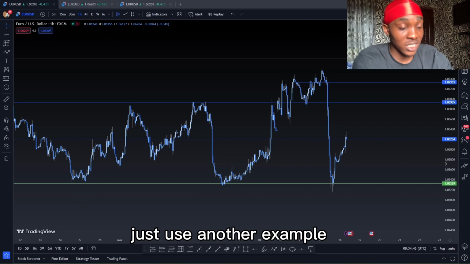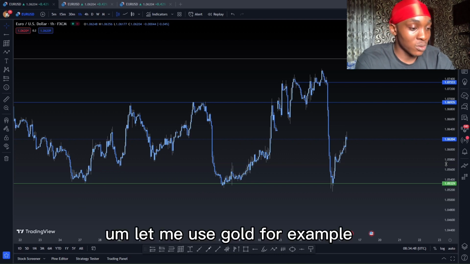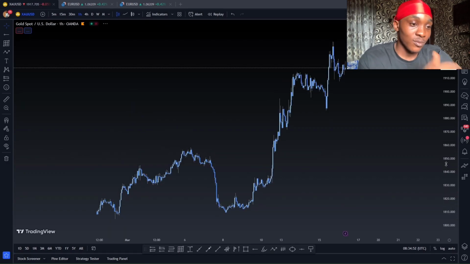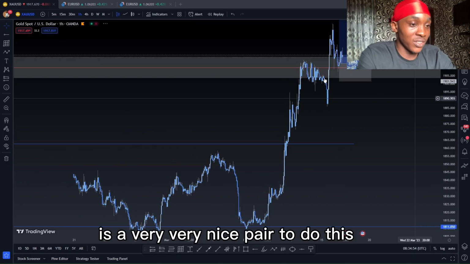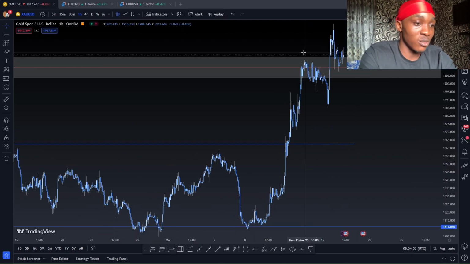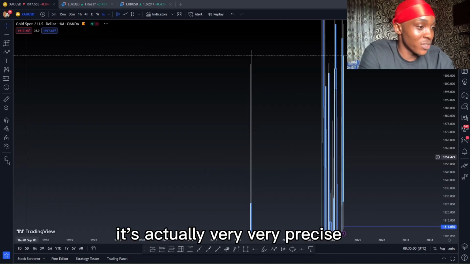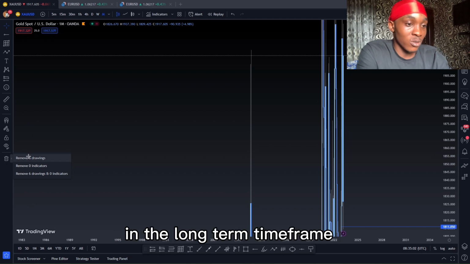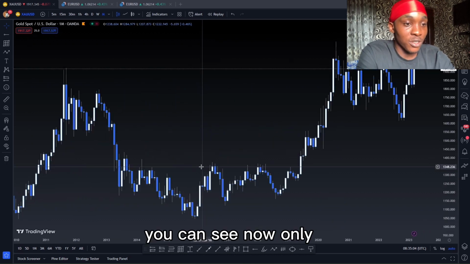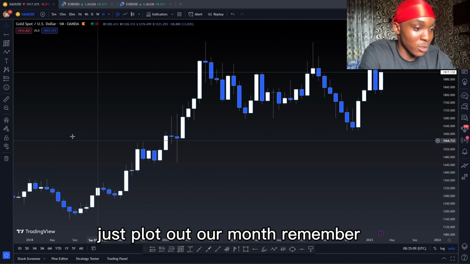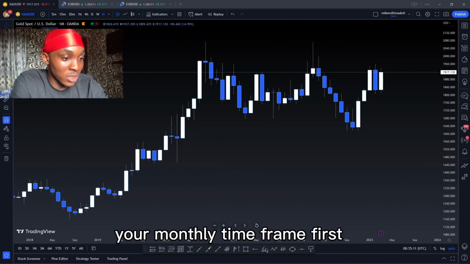Okay, let me just use another example. Let me use gold for example. Gold is a very, very nice pair to do time frame analysis on, because it's actually very, very precise in the long term time frame. You can see now, first, let's just plot out our monthly. Remember, you plot out your monthly time frame first.